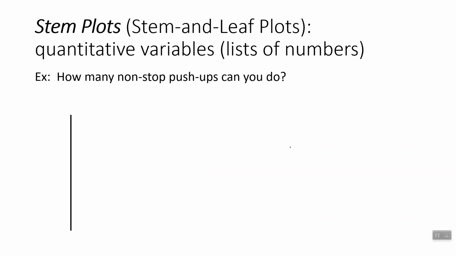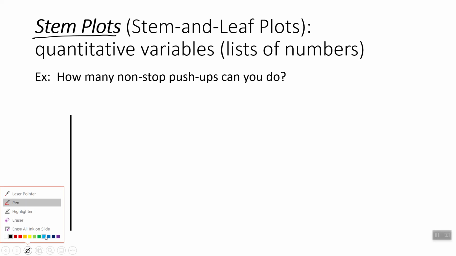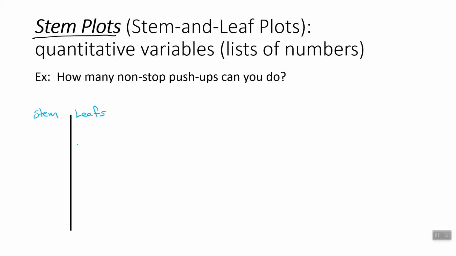All right, so the next type of plot we have is called a stem and leaf plot, or sometimes we'll just call them stem plots because we're lazy. All right, let's switch back to a color here. How about blue? On one side of this, we have what's called the stem, and on the other side, we have what's called the leaves. So often, the stem is like the tens digit, and the leaves are the ones digit.